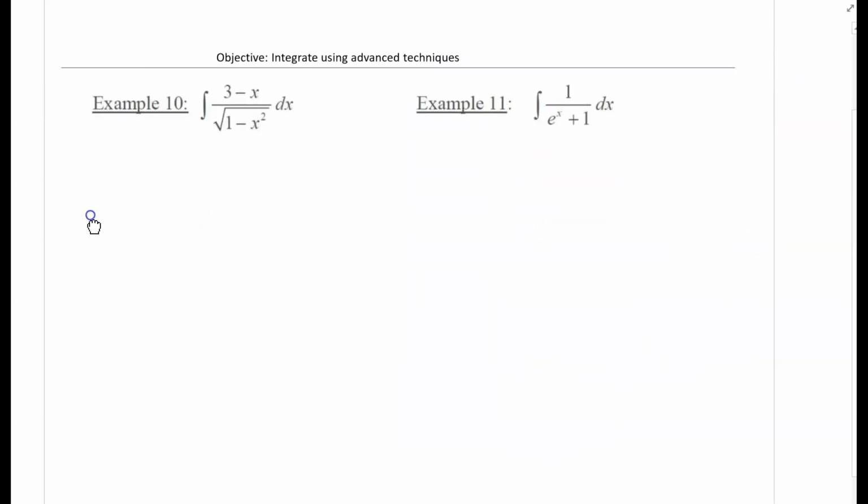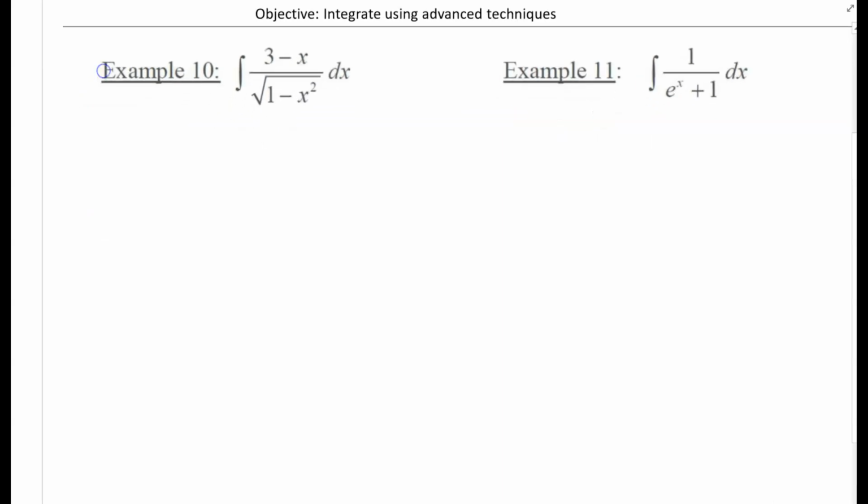All right, lastly, I have 2 more examples. Example number 10, we've already seen this advanced technique where we split our integral. So I'm going to split this as the integral of 3 over the square root of 1 minus x squared dx minus the integral of x over the square root of 1 minus x squared dx.